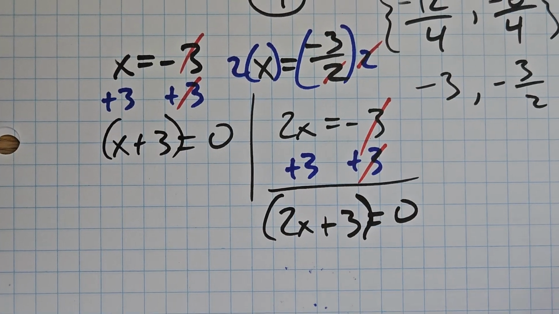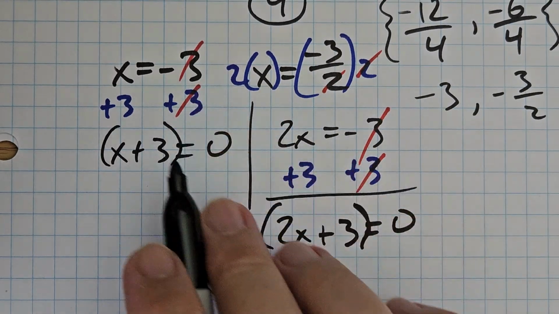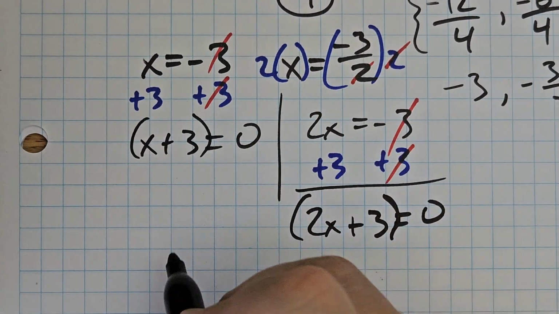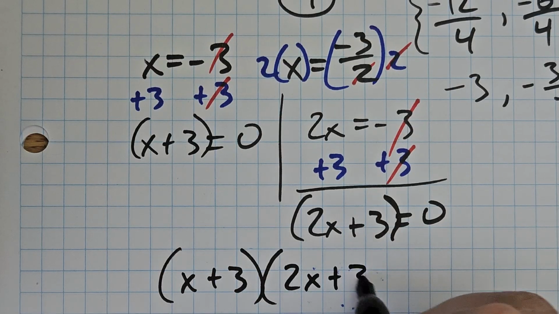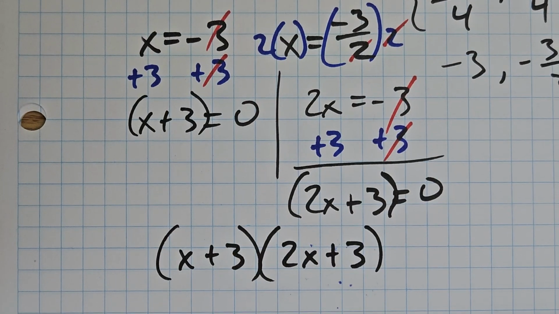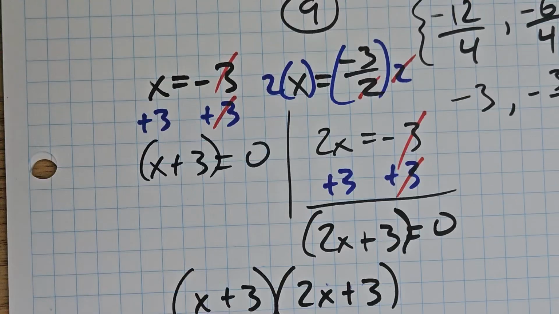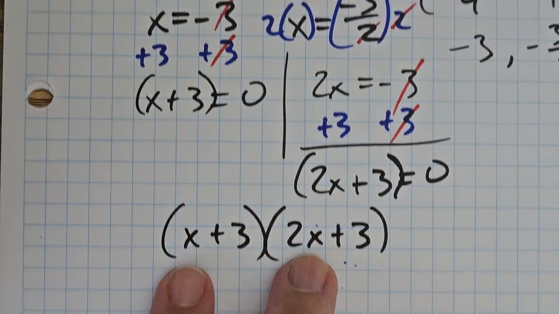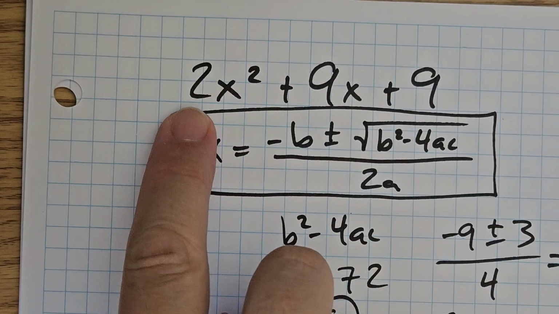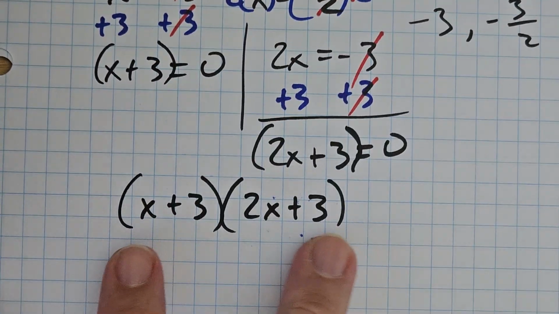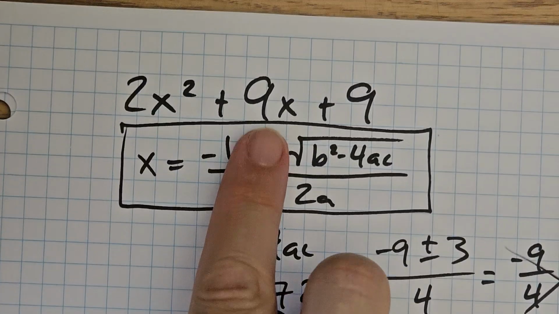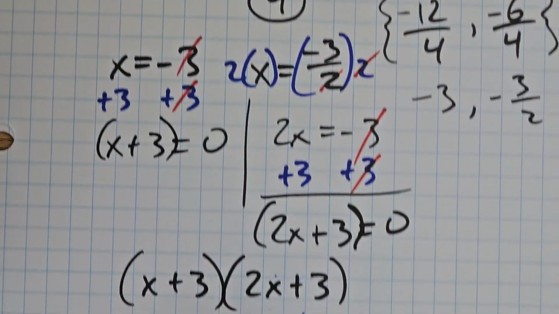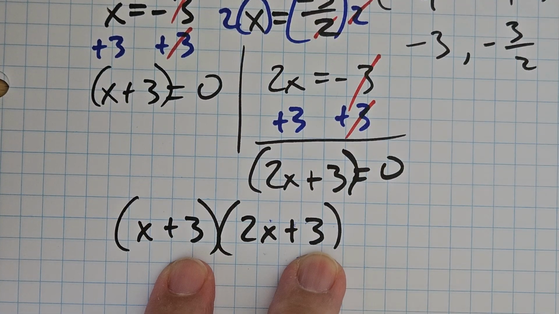So by using the solutions with the zero product property in reverse, I've got my factored form. X plus 3 times 2x plus 3, in no particular order. Okay? And we can check that. First, x times 2x makes 2x squared. Outside product 3x, inside product 6x makes 9x. Last product, 9.